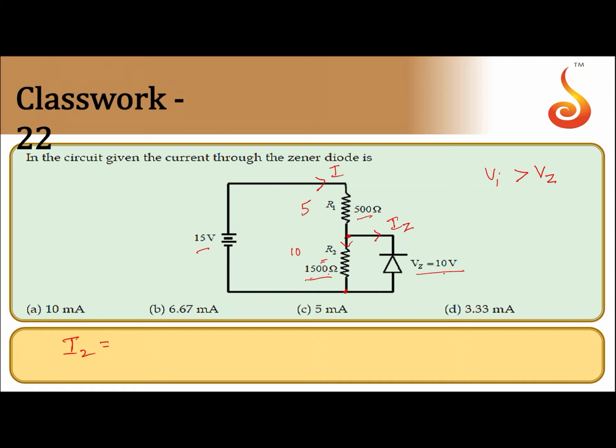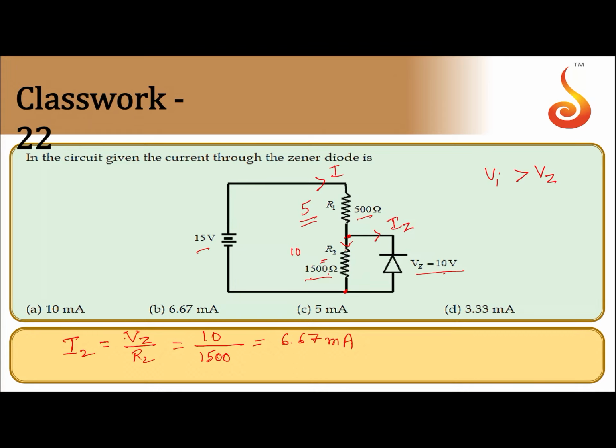So I2 is equal to VZ divided by R2. VZ is 10, R2 is 1500. So that should be 1 by 150. So that turns out to be 6.67 milliampere. So current through R2 is 6.67 milliampere.